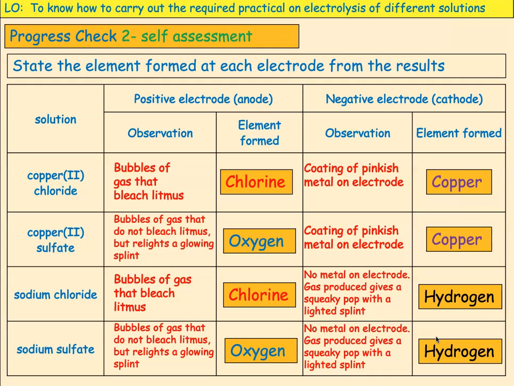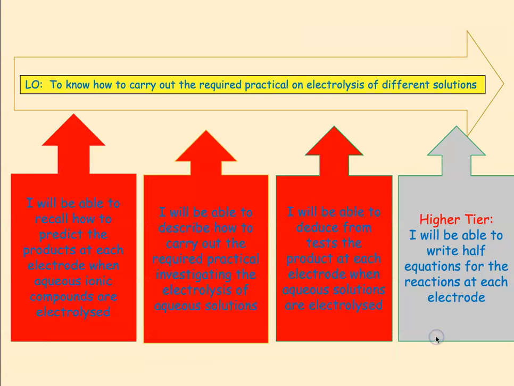So hopefully you've been successful with those, and that's our third success criteria. Now, if you are on the foundation tier, you don't need to carry on with this screencast to answer your questions. If you're doing the higher tier, then we'll carry on. We need to be able to write half equations for the reactions at each electrode.